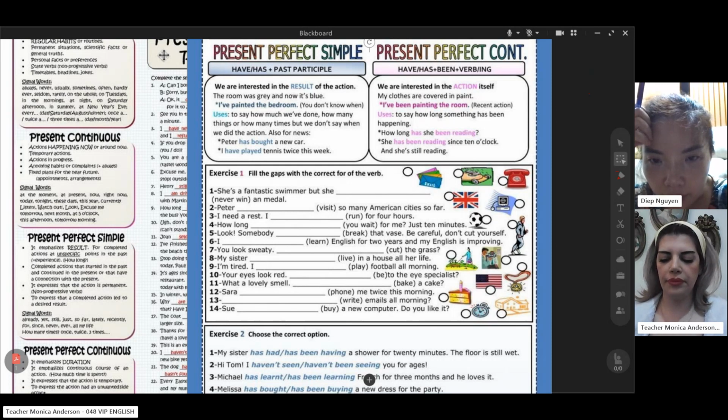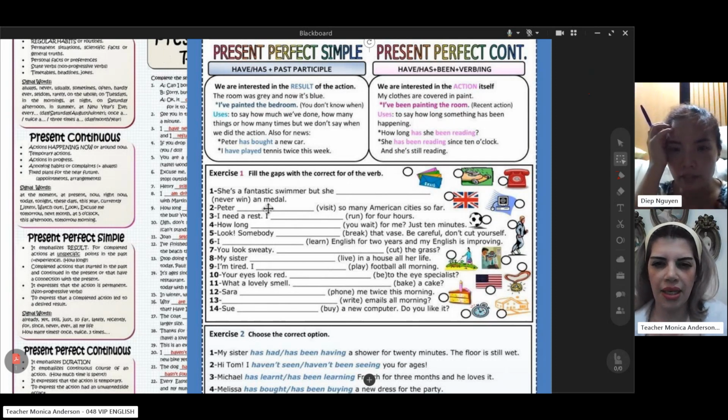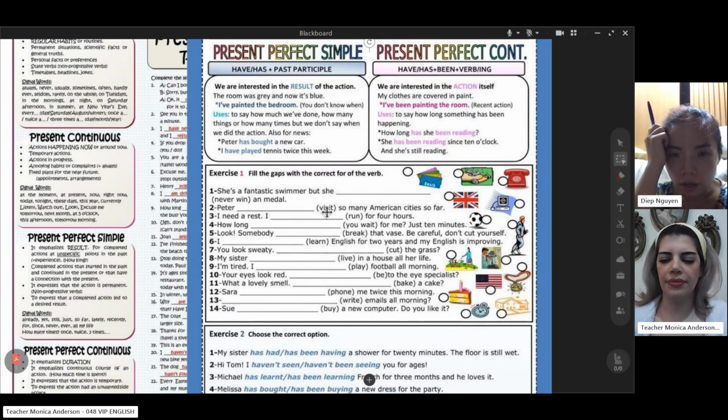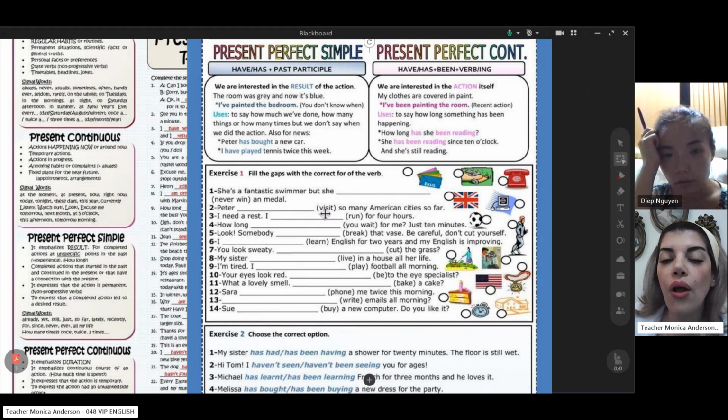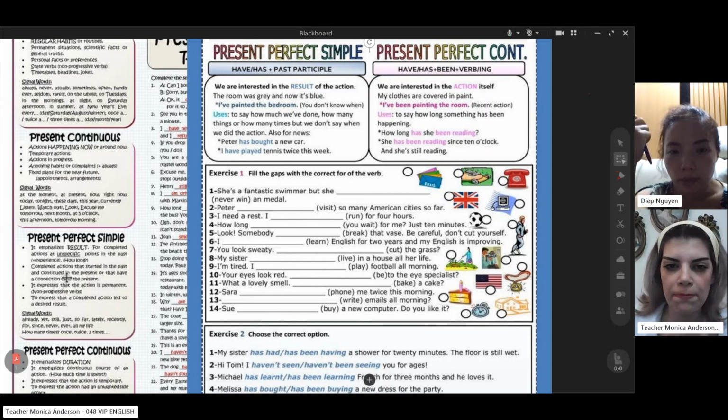Have you cut the grass? Yeah, of course. And my sister, my sister has been living in a house all her life. Okay, very good.